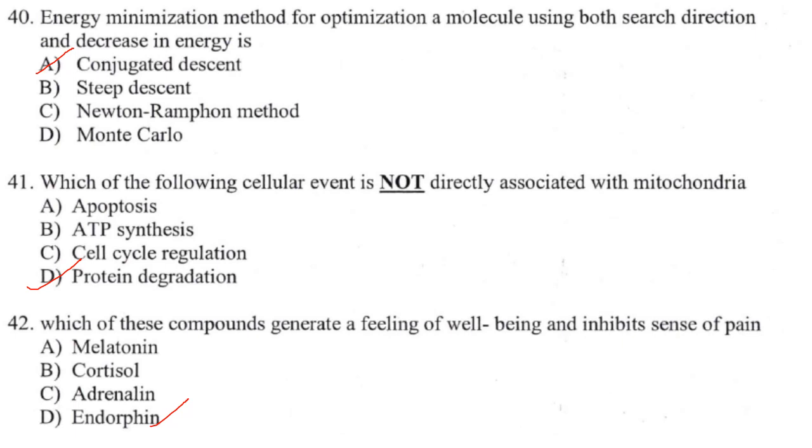Which of the following cellular event is not directly associated with mitochondria? So it is apoptosis, ATP synthesis, cell cycle regulation, protein degradation. That is not directly associated with mitochondria. Answer is option D. The next one. Which of these compounds generate a feeling of well-being and inhibit sense of pain? So it is endorphins. Answer is option D.